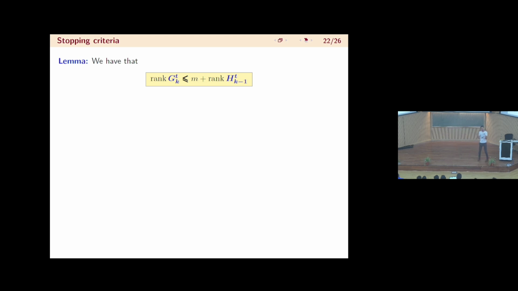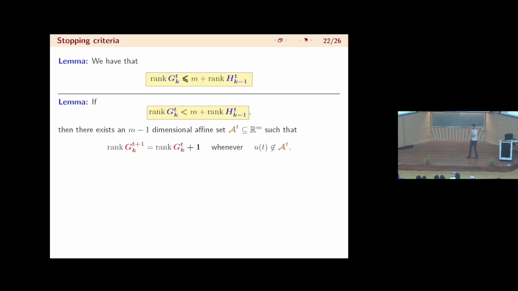That means that there are two situations. Either the rank of G_k^T is strictly less than this number on the right, or it's equal to it. Right? Well, let's have a look about the first situation. So suppose that the rank of G_k^T is strictly less than the right-hand side. What did we prove? In that case, we can always increase the rank of the G_k Hankel matrix in that case.